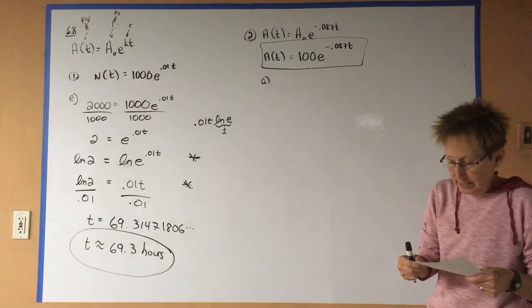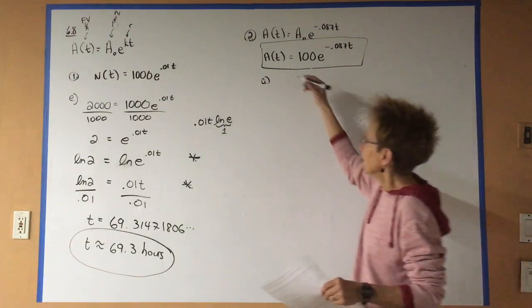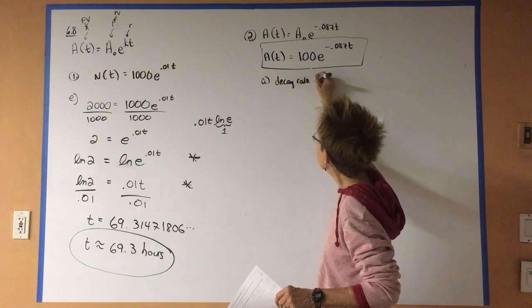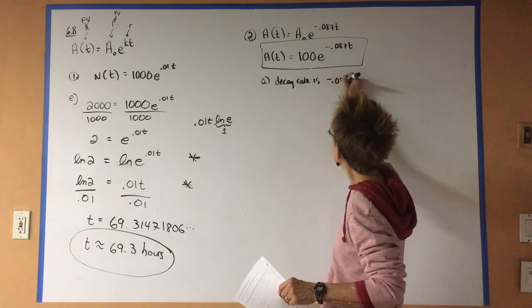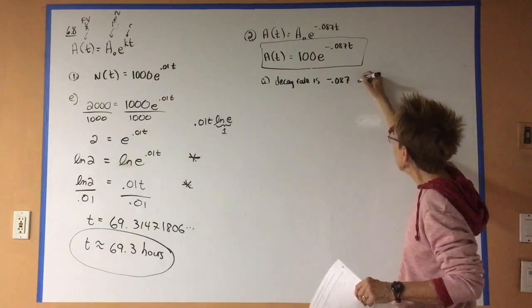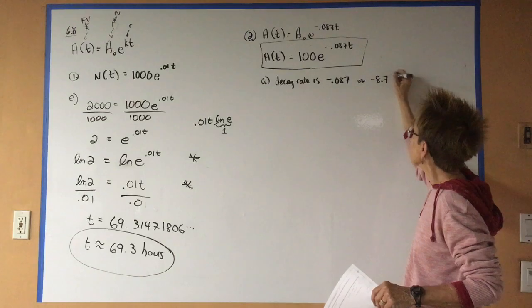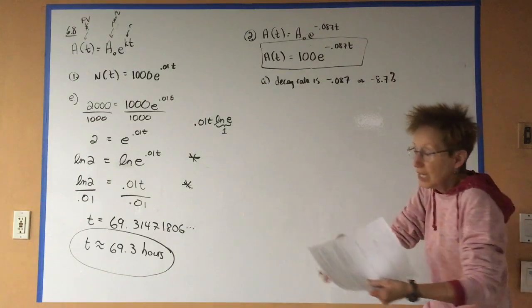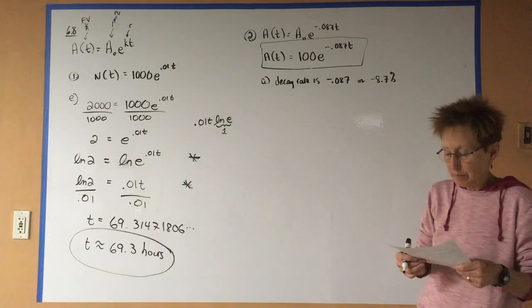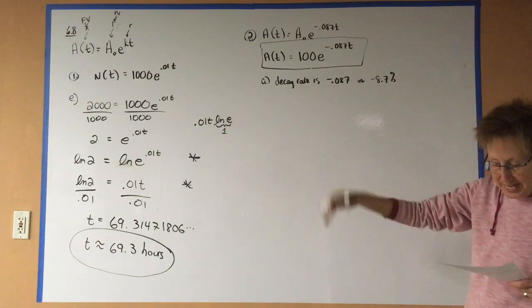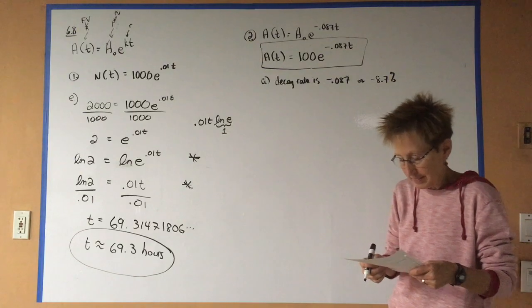So part A says, what's the decay rate? Okay, well the decay rate is negative 0.087. Or if you want to write that as a percent, it would be negative 8.7%. In other words, it's decaying by negative 8.7% per day, since the time is in days.